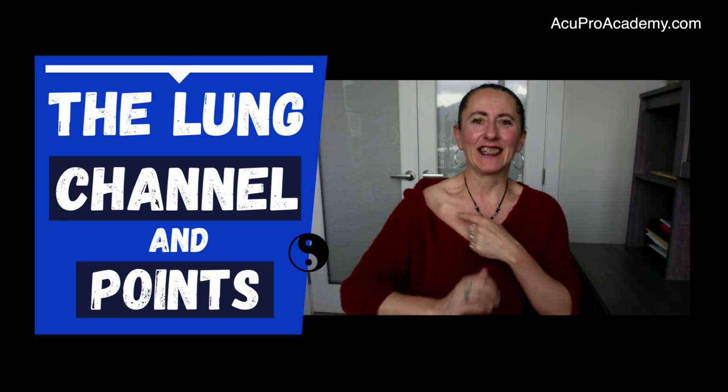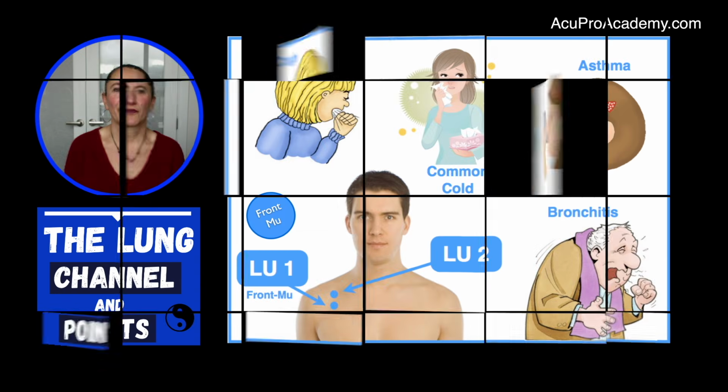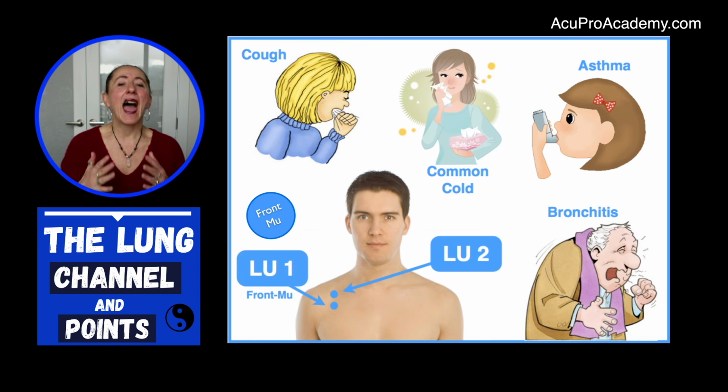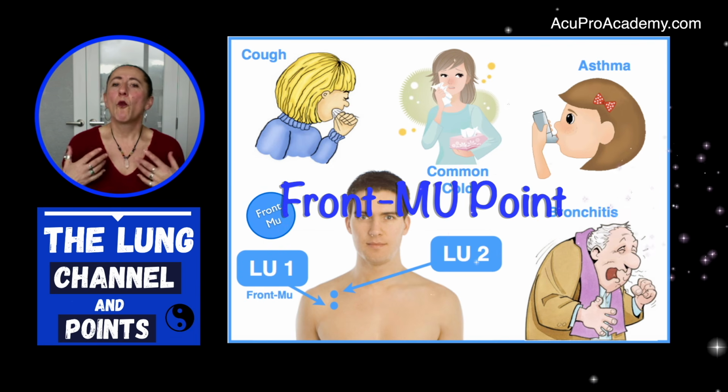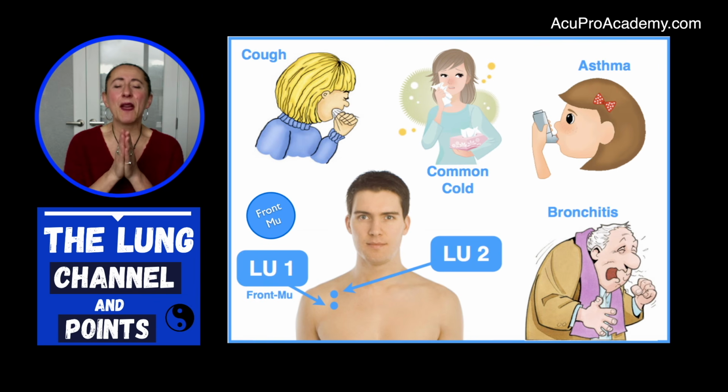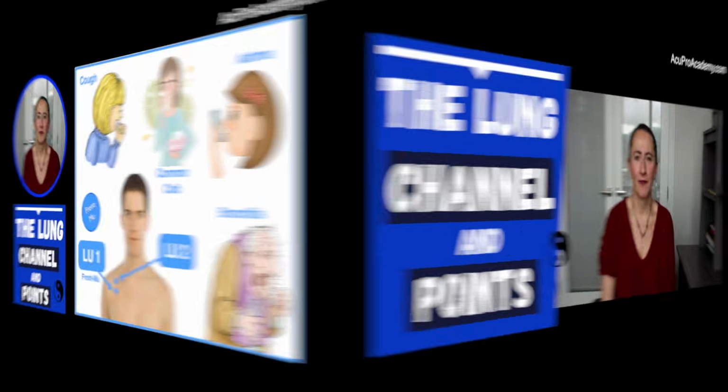Yes? Okay, let's look at their function. Lung 1 and Lung 2 have the same function, but Lung 1 is a special point. It's the front mu point of the lung. What does that mean? It means that it is the best point for any lung organ disorders. So asthma, COPD, chronic bronchitis, any breathing issues affecting the lung, we want to use Lung 1. Best point for that.